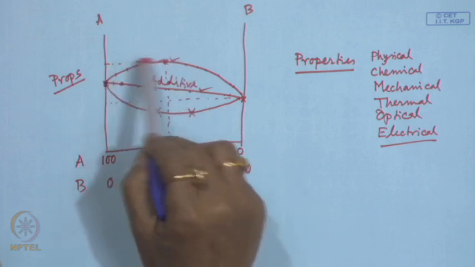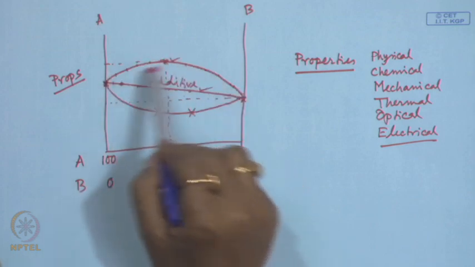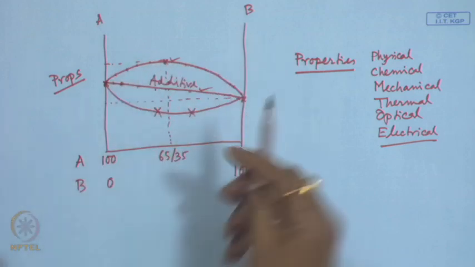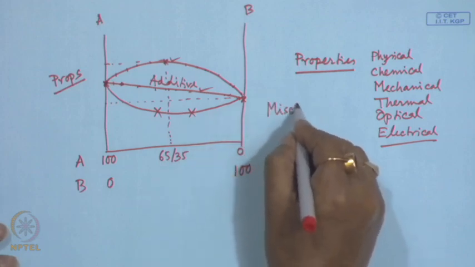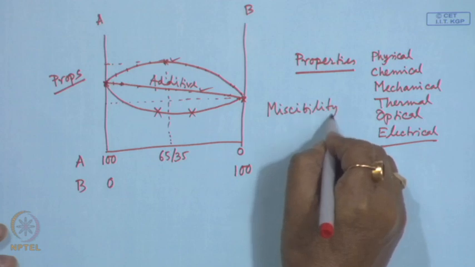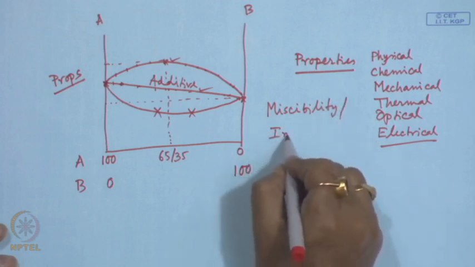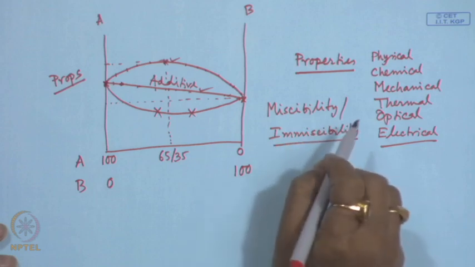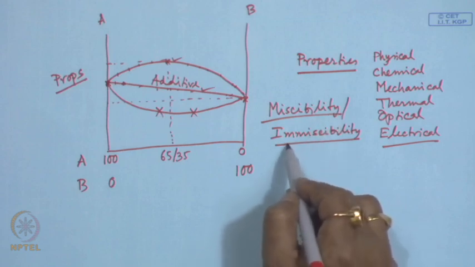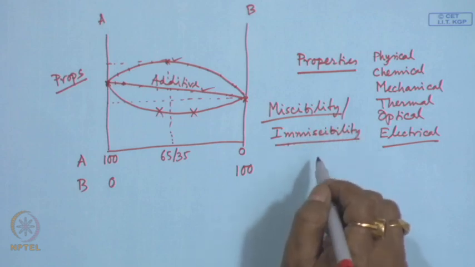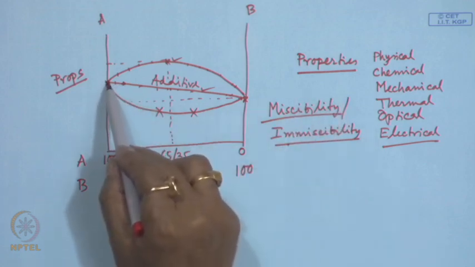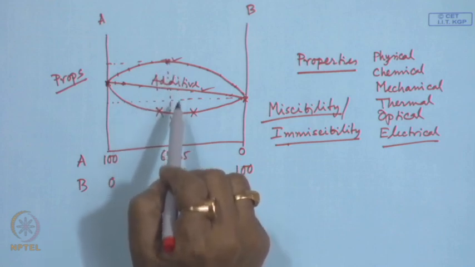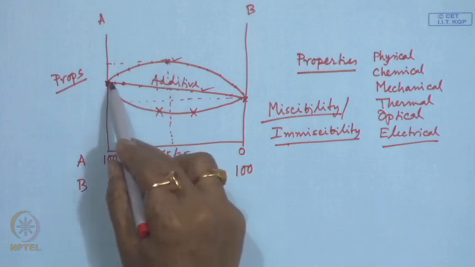and we can critically analyze in between these intermediate compositions about their miscibility and immiscibility. We can have several situations of miscibility and immiscibility or semi miscibility or semi immiscibility beyond this additive or in between this synergistic and additive behavior, and immiscibility will come below this additive line.